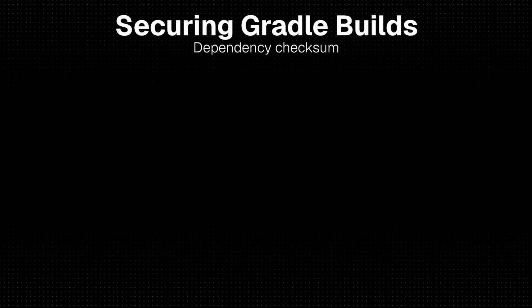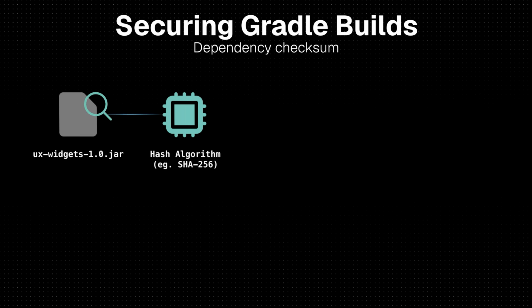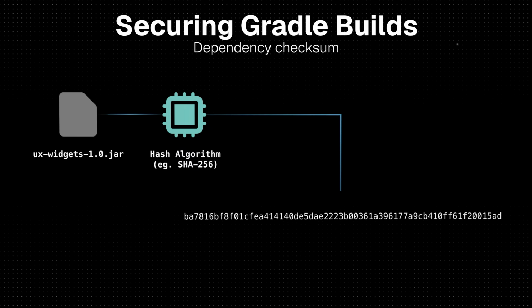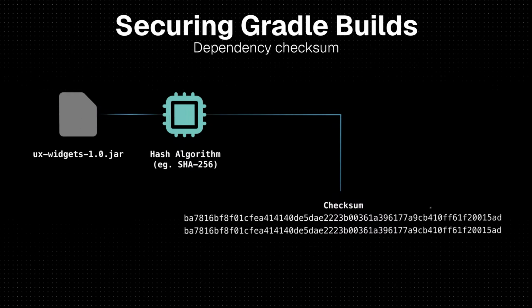To calculate the checksum of a file, a hash algorithm such as SHA-256 looks at the contents of the file and creates a fixed length string representation of it, known as the hash or checksum of the file. The hash algorithm will always create the same checksum for a file if the contents have not changed. If the file has been altered or replaced, the algorithm will generate a different checksum.